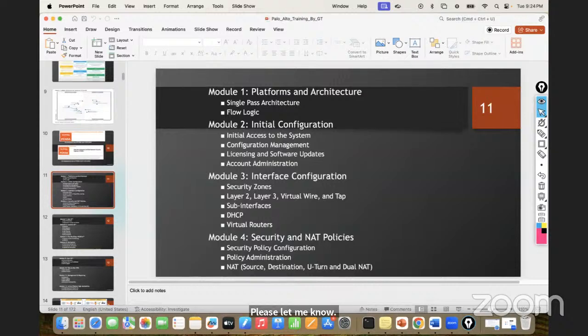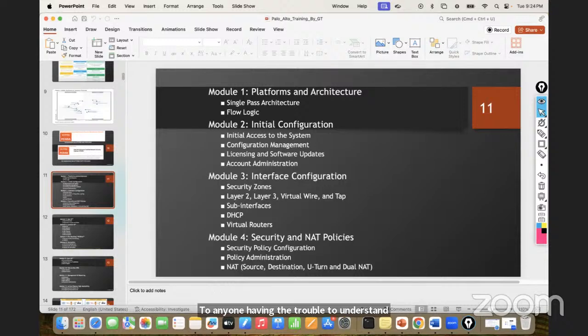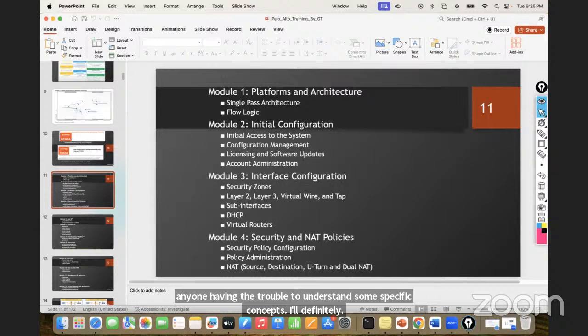Anything? Hello, sir. Yes, please. Sir, Balkrishna this side. So the question is not related to this topic. Actually, the question is, sir, will all lectures be going in English only? It is going to be a mixed kind of language. If anyone is having trouble understanding some specific concepts, I'll definitely speak in Hindi as well. There is no problem, because I'm a native Hindi speaker, so I can speak English or Hindi as well. No need to worry about that.